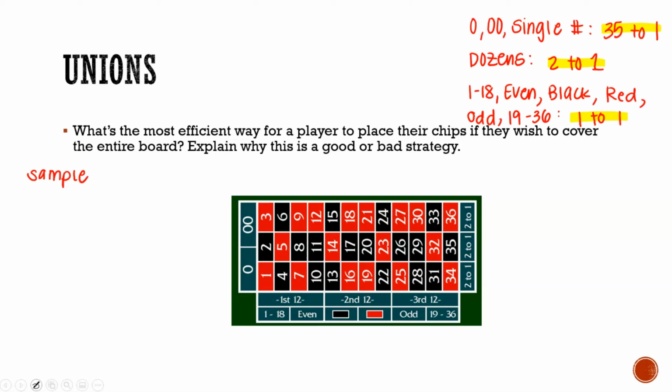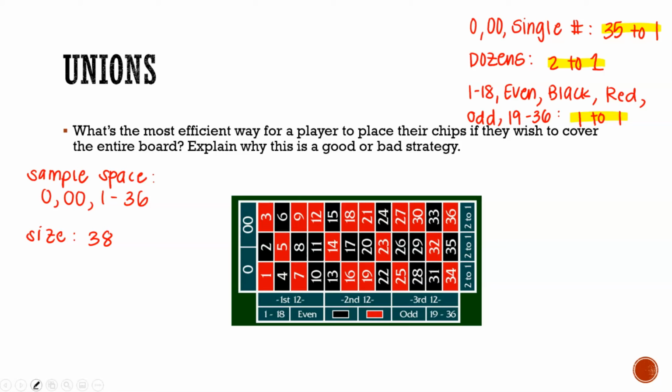My sample space includes the numbers 0, 00, and 1 through 36. So therefore, my entire sample size would be 38. If I wanted to cover the entire board, then what I would have to do is place a single bet on the numbers 1 through 36. So I place a chip on every single one of these numbers, as well as 0 and 00. Is that a good or a bad strategy?